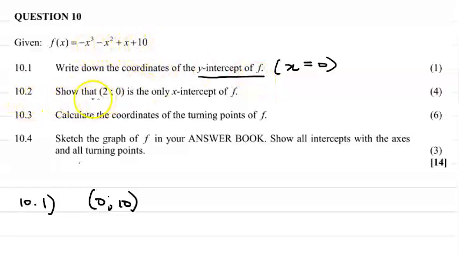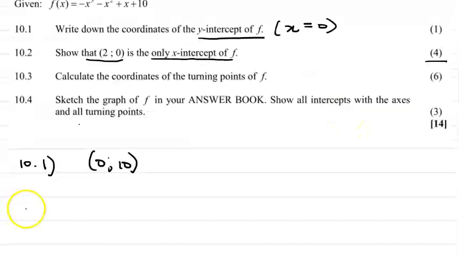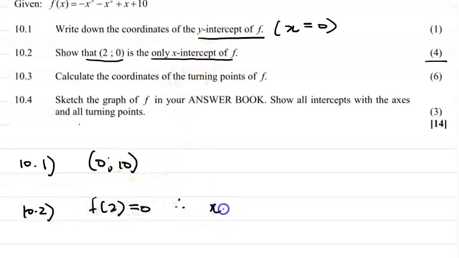10.2. Show that (2, 0) is the only x-intercept of f. Now there are two ways in which we can do this. We can do this using our calculators, but remember it's for 4 marks, so let's show some working. For 10.2, remember that if (2, 0) is an x-intercept, that means that f of 2 equals 0, therefore x minus 2 is a factor.